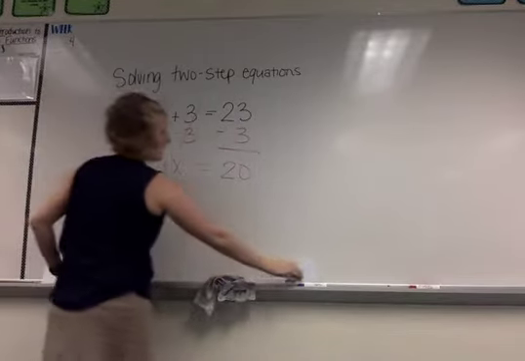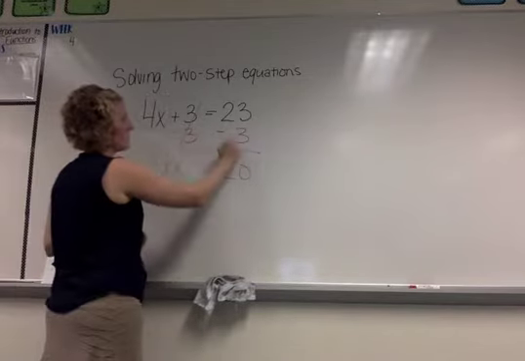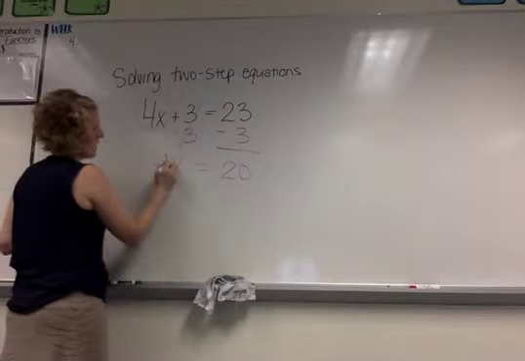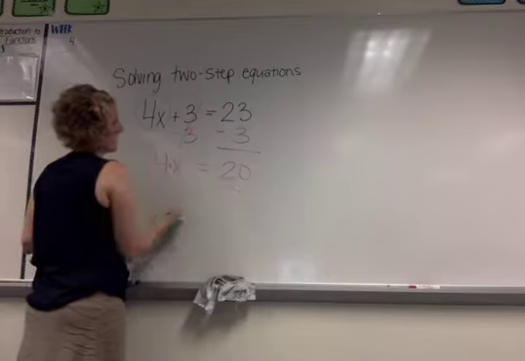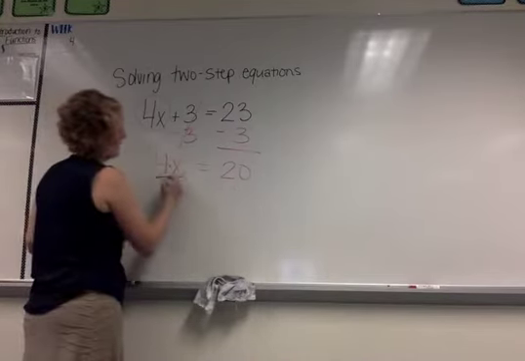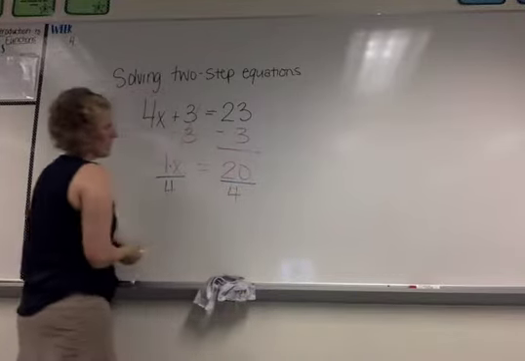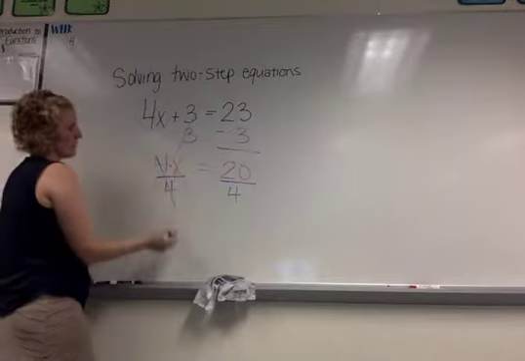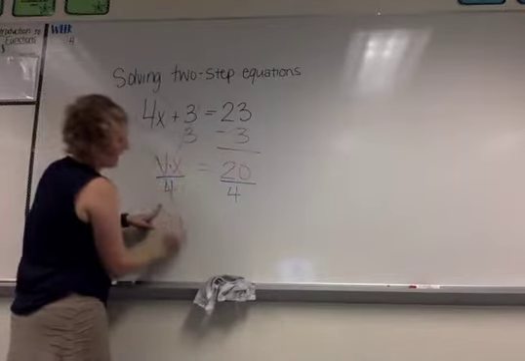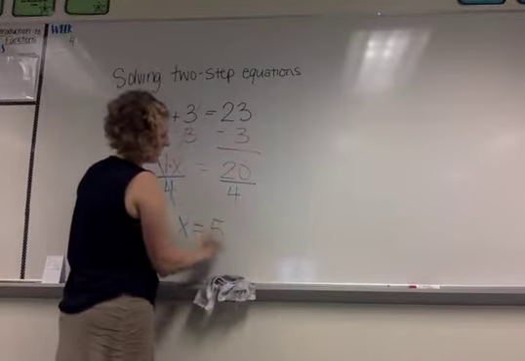Okay? The next thing I need to do, this is the second step. So the first step, I subtracted. This next step, I need to do the inverse of multiply because it's 4 times x equals 20. So the opposite of multiply is to divide. So I would divide by 4 and divide by 4. So that would leave me with 4 divided by 4, remember, cancels. So I'd be left with x equals 20 divided by 4 is 5.